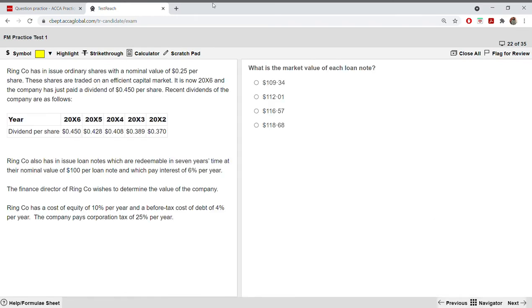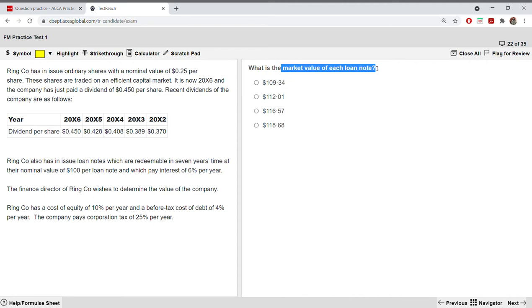Same, okay? What is the market value of each loan note? Now they are asking the market value of each loan note. Now you have to touch this part, the loan note, this paragraph. And also you need to use some of this information. Before tax cost of debt and corporation tax is needed. What is the formula? Whenever they ask market value of loan note or market value of a debt, first of all decide or read in the case study whether it's a redeemable or irredeemable loan. Why am I telling you? You have to differentiate because the way you calculate the market value is different.